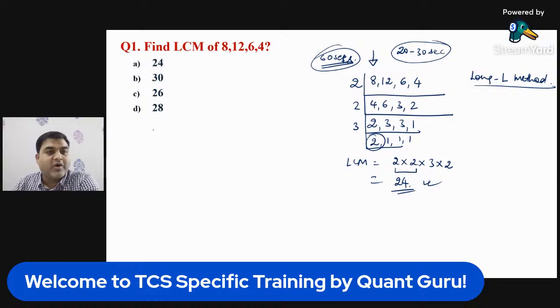Now, how to find the LCM in a smarter way? Just look at the screen. The first step: we need to find the LCM of 8, 12, 6, 4. So we will write the numbers in ascending order, from smaller to bigger. The first number will be 4, followed by 6, then 8, then 12. This is ascending order.